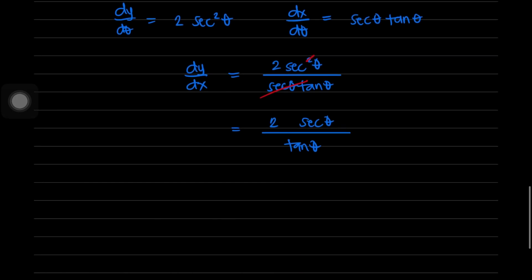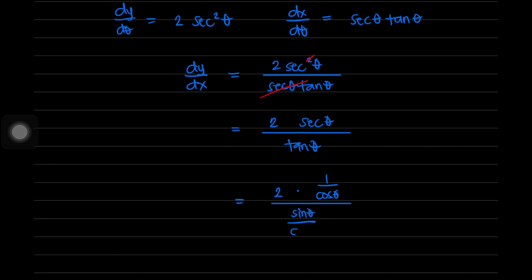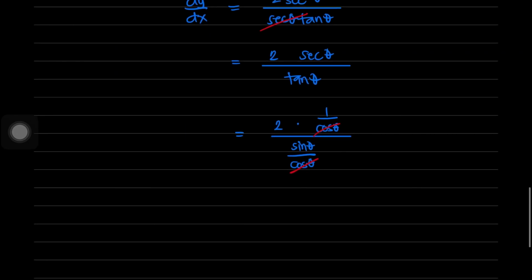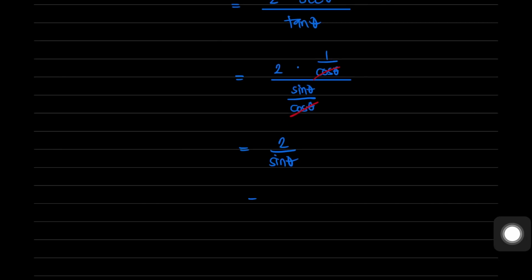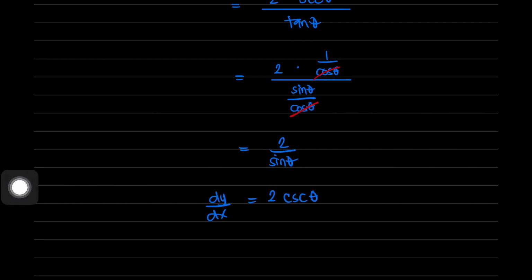And if we transform secant and tangent in terms of sine and cosine, secant of theta is 1 over cosine of theta, and tangent of theta is equal to sine of theta over cosine of theta. Now, cosine of theta in here will cancel out with cosine of theta in here. So, the remainder would now be equal to 2 over sine theta. And 1 over sine theta is equal to cosecant theta. So, the answer, dy over dx, is now equal to 2 cosecant theta.